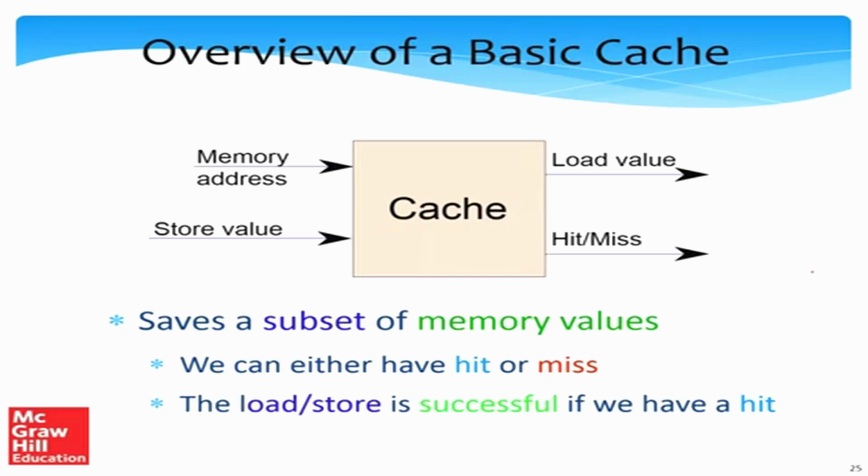So the overview of a basic cache is as follows. Let's first treat it as a black box, as a memory that contains a set of memory addresses and their values, arranged into blocks, of course. For blocks, you need to go back to the previous lecture.